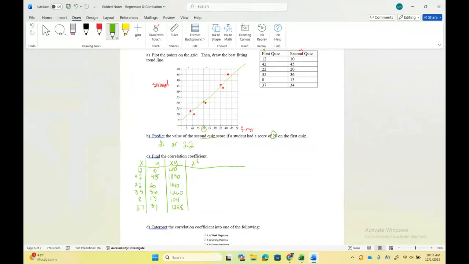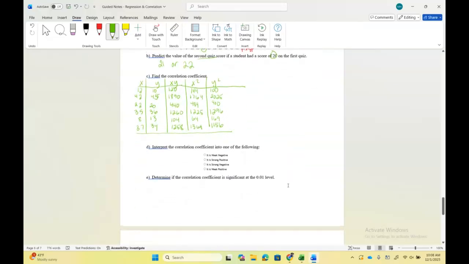Then I have X squared, so 12 times 12 is 144. 42 times 42, and so on. All right, and then Y squared, so 10 times 10 is 100, 45 times 45, and so on. All right, now I'm going to add these up.